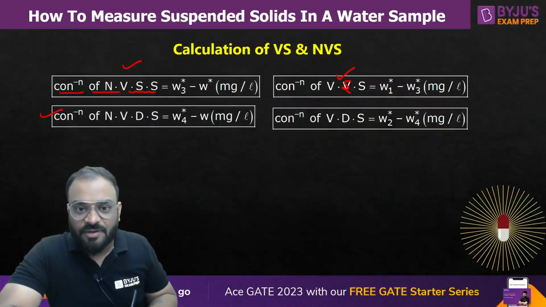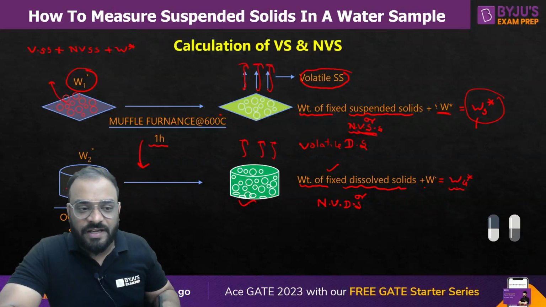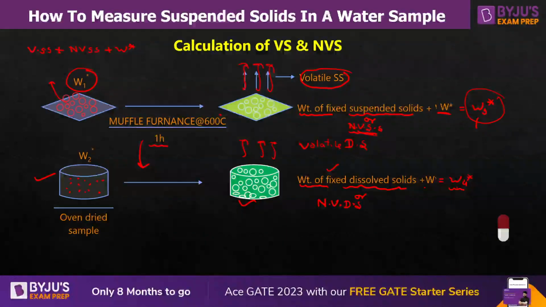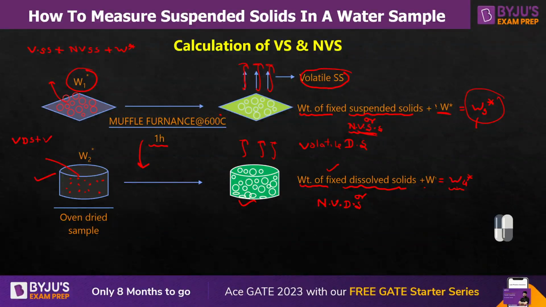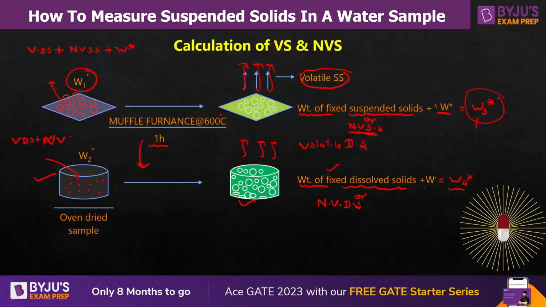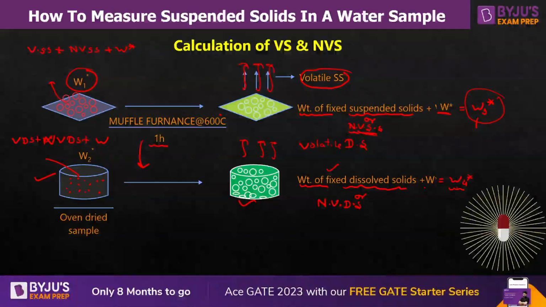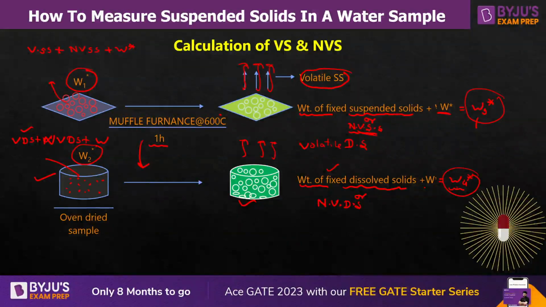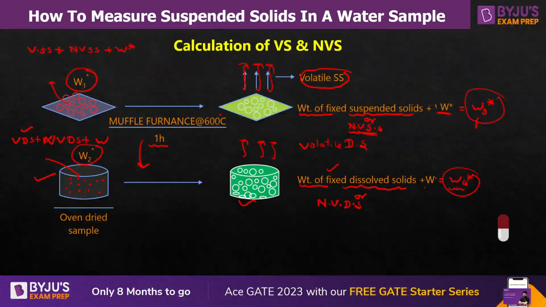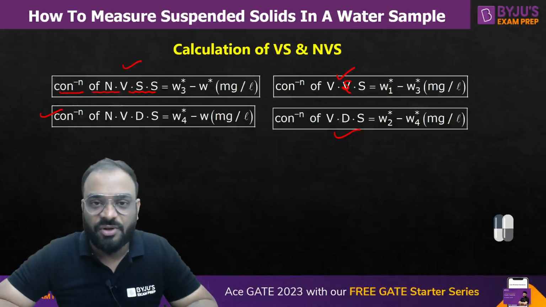Clear? Okay. The next one is how we can measure the volatile dissolved solid, sir. You know that this particular sample again contains volatile dissolved solid plus non-volatile dissolved solid plus the weight of the crucible, which is W. So guys, if you subtract this W4 star from W2 star, ultimately you will get the volatile dissolved solid part. So W2 star minus W4 star gives you the concentration of volatile dissolved solid.